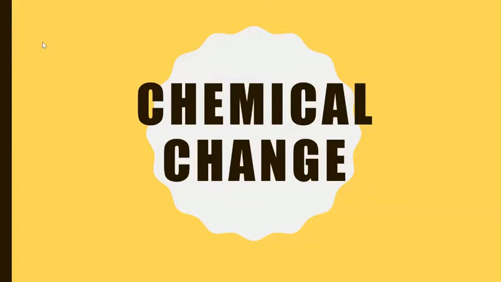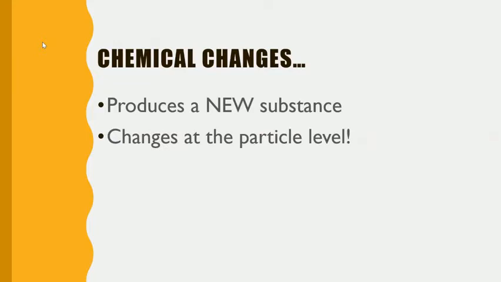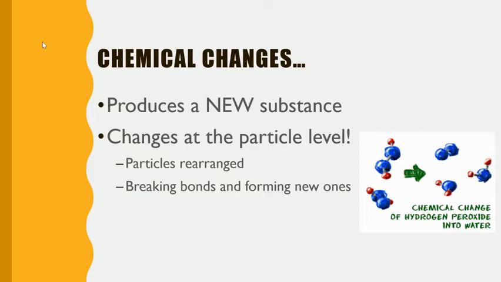Reform the substance we started with, we're going to call this a chemical change. So in a chemical change, we produce a new substance. So that means we have changes at the particle level. Okay, we're ending with something different than what we started off with. This is the type of change that we're going to look at primarily throughout the year. So if we have changes at the particle level, that means our particles are being rearranged.